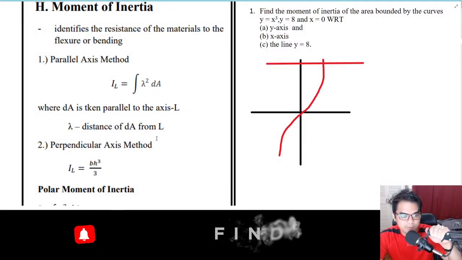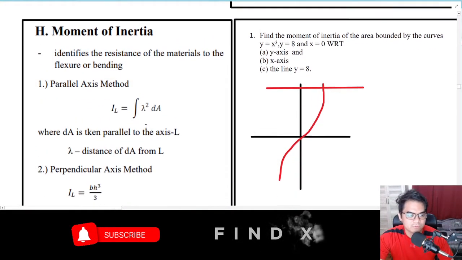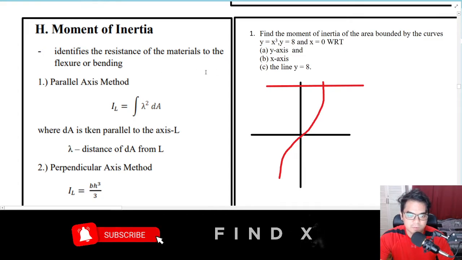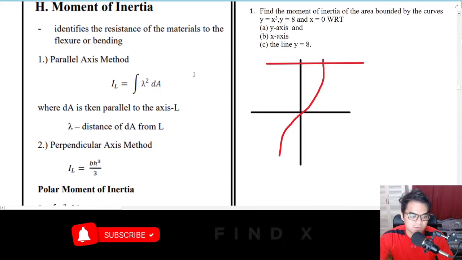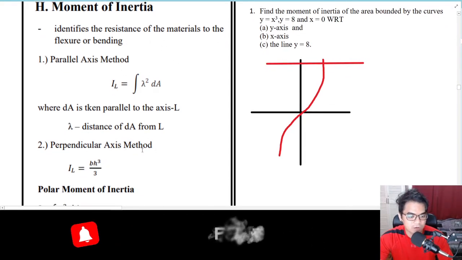We have the next topic, which is the moment of inertia. Moment of inertia identifies the resistance of materials to flexure or bending. Here we have the parallel and perpendicular axis method.